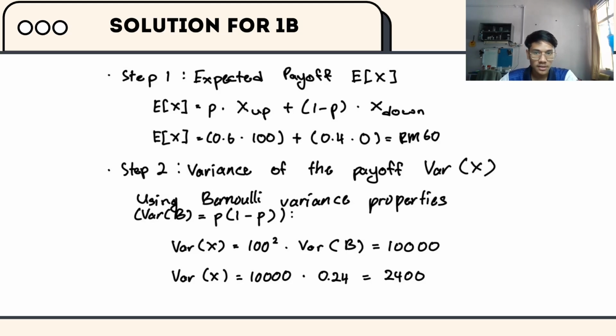The second step is to find the variance of the payoff, Variance X, by using the Bernoulli variance properties. As you can see there, it is P times 1 minus P, and we're going to get Variance X equal to 100 squared times Variance B, which is 10,000 times Variance B. To find its final value, we substitute Variance B, which we already know is 0.24, and we'll get the final answer of 2,400.